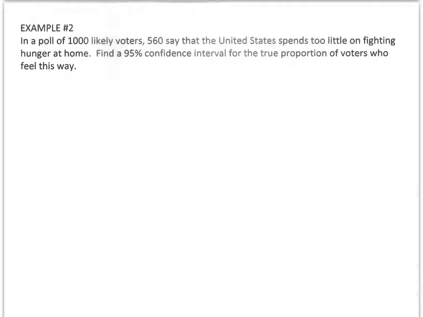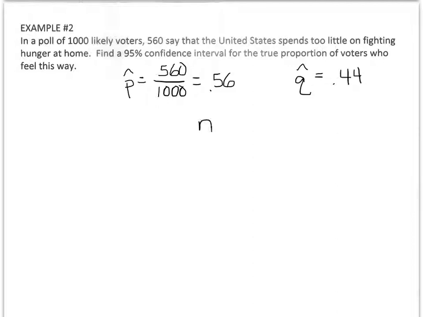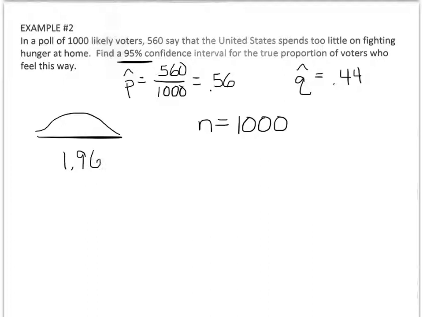Another example. Same idea here. We're looking at 1,000 voters. My p hat value is, of those 1,000, 560 say there's too little spent on fighting hunger at home. I find my proportion to be 0.56. So my q hat value must be 0.44. I have an n value of 1,000. 95% confident, that's going to give me a z-score of 1.96. Remember, we're cutting off 2.5% off both sides.